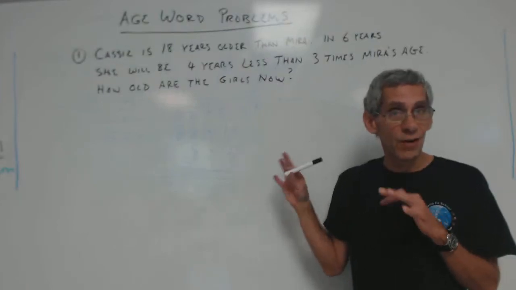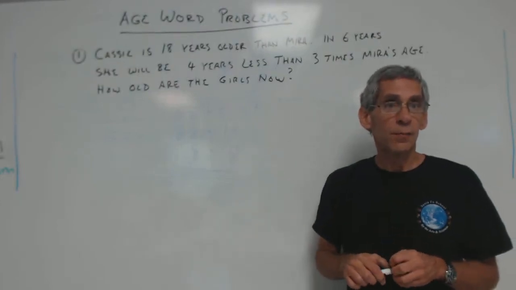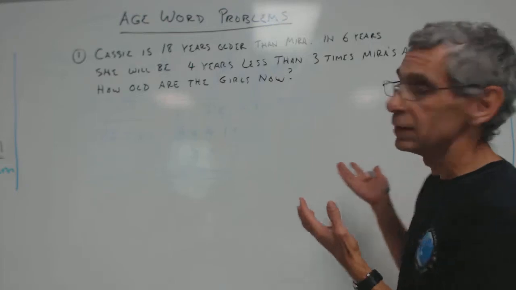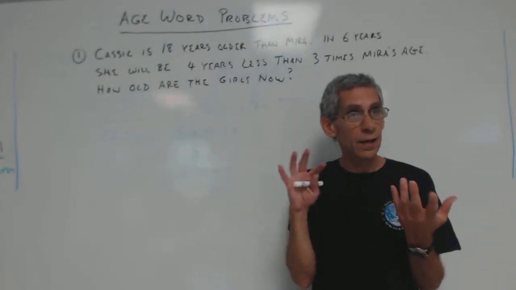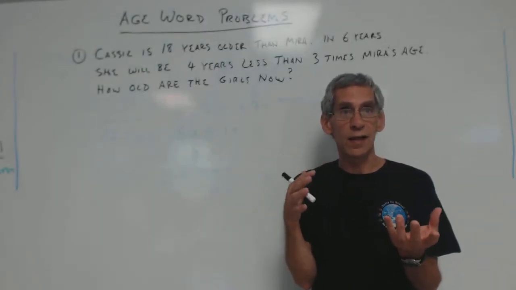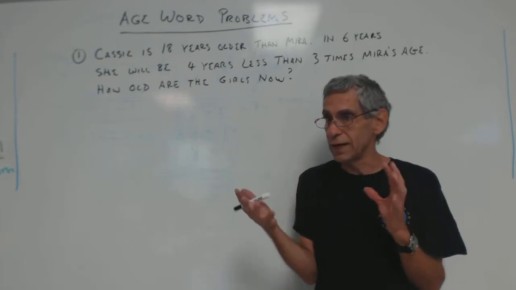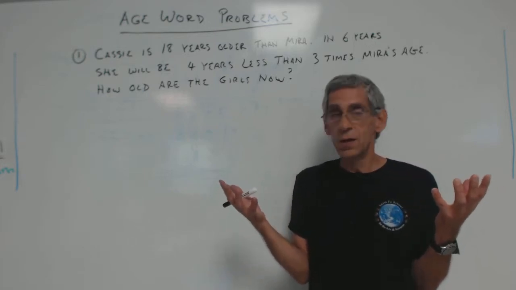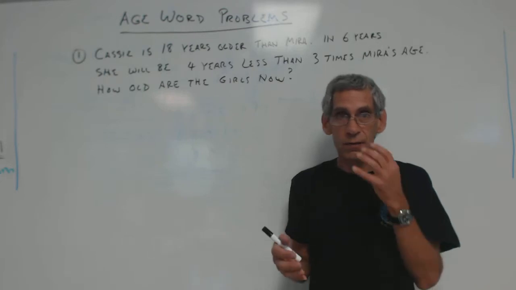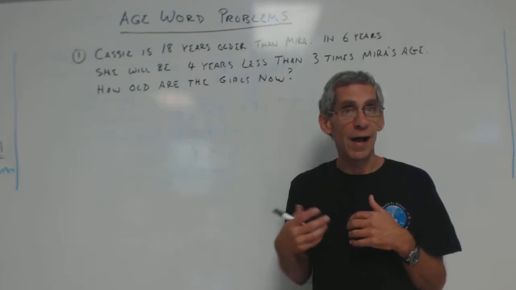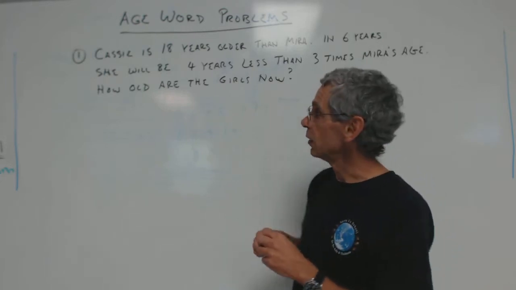We're going to talk about age word problems. These are actually one of my very favorite kinds of word problems to do, because when you first read it, it really makes you dizzy. You're confused, like, how can I organize this into a mathematical method so I can solve it? It almost seems impossible when you first read it. Let's read it.